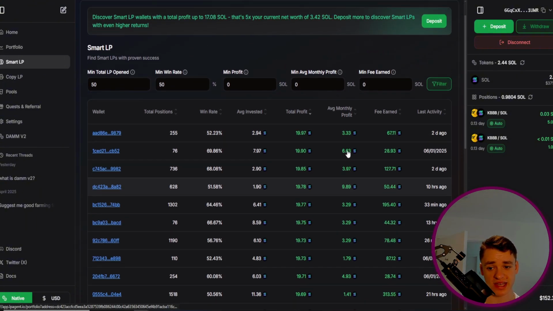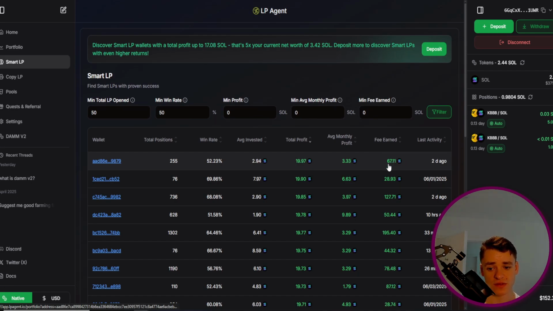If I click over to here, and it's something I like to look at, you can see the fees earned and the total profit. There are scenarios where the total profit is higher than the fees earned. When this is the case, you know that is a wallet which is either going 50-50 or buying tokens of some sort.